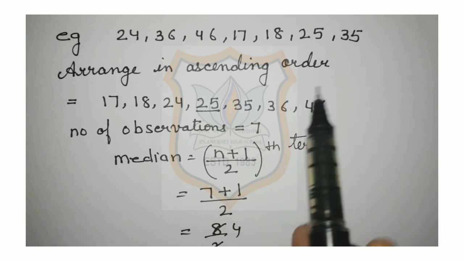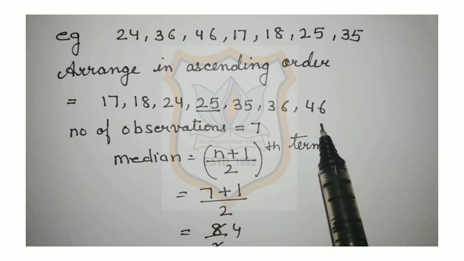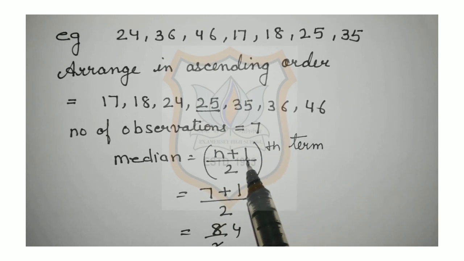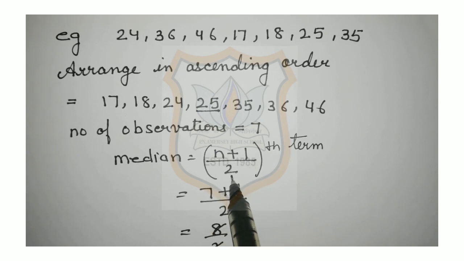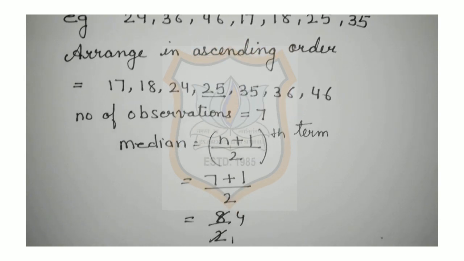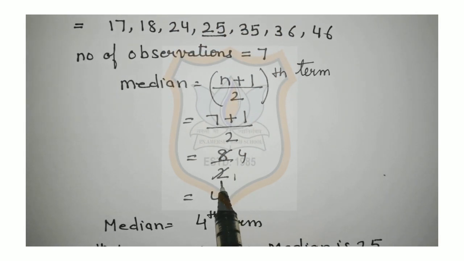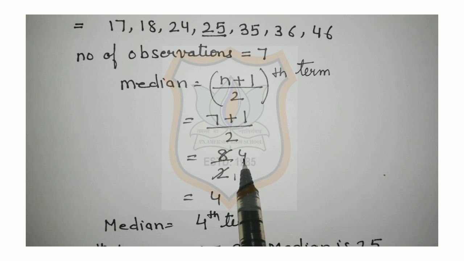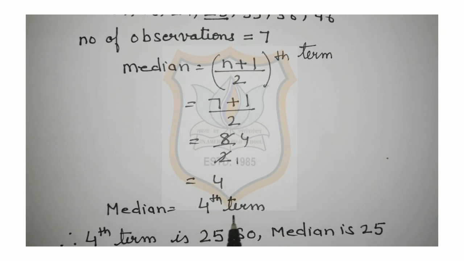Now, to find the median of the given data, the formula as I have mentioned is (n plus 1) upon 2 th term. N is the number of observations, and here it is 7. So, in place of n, we will write 7. So, 7 plus 1 upon 2 is equal to 8 upon 2. 2 4s are 8, so the answer is 4. Median is equal to the 4th term.